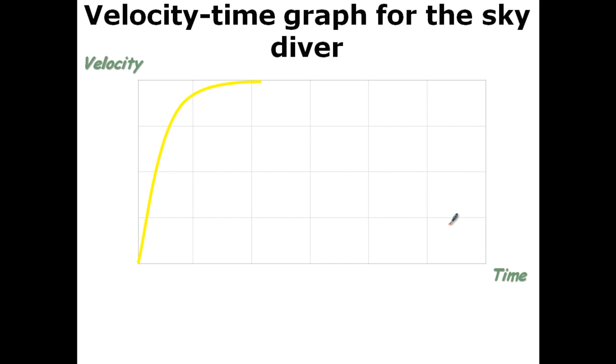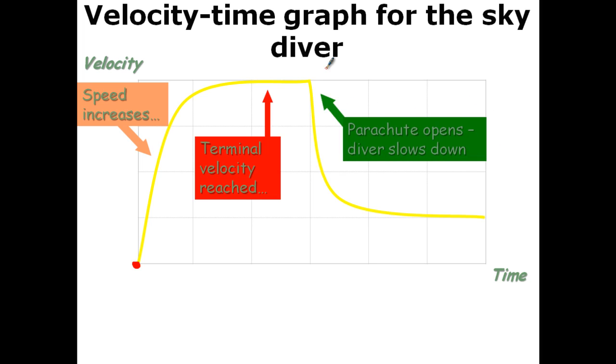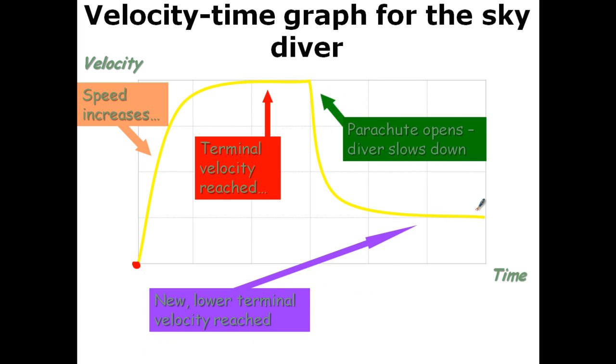And if we graph this guy, it might look something like this. You can see he jumps out of the plane right here. The speed increases and increases until it reaches this flat point. Velocity starts to be constant, and this is where terminal velocity is reached. Now he opens his parachute right there, and velocity starts to decrease until it flattens out again. He's reached his new terminal velocity. And this is where he hits the ground. Velocity just drops to zero pretty quick.